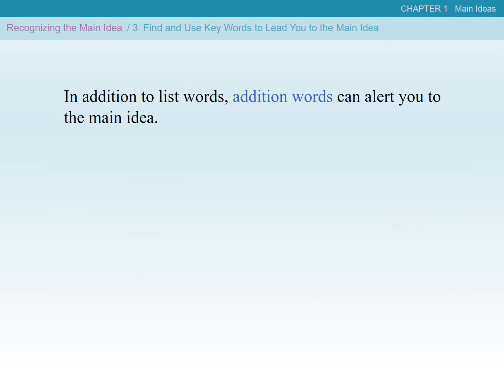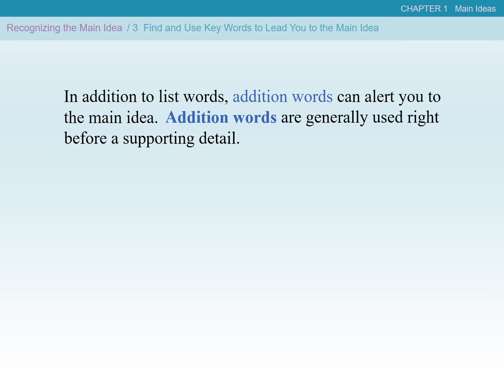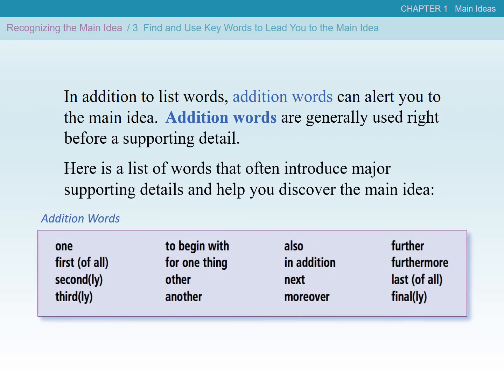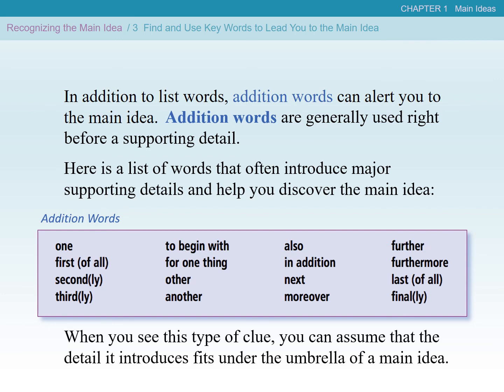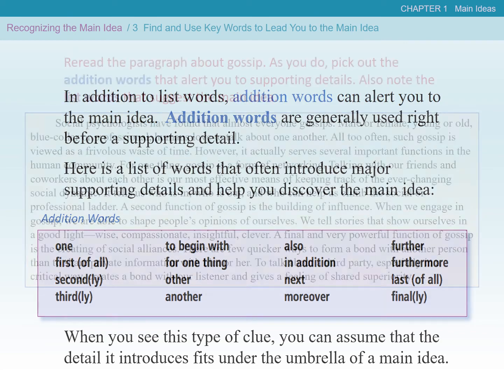So in addition to list words, addition words can alert you to the main idea. They're generally used before the supporting details. So these are some transition words, specifically in the addition category. They can introduce pieces of support. When you know what the support is, you can figure out what sentence describes or introduces all of that support. You can assume that the detail it introduces fits under the umbrella, as we talked about.